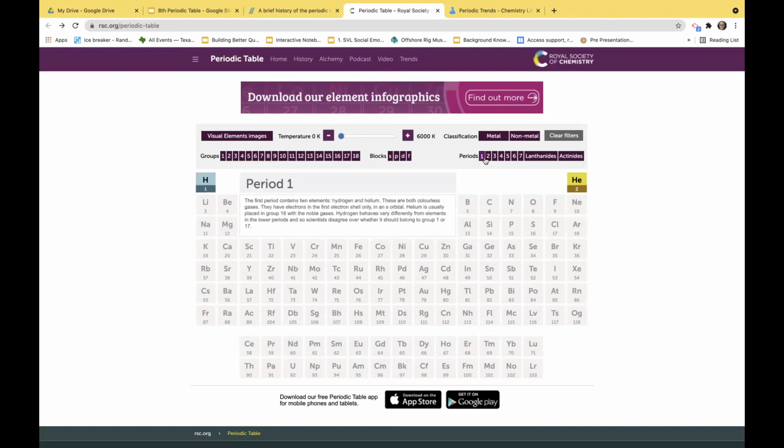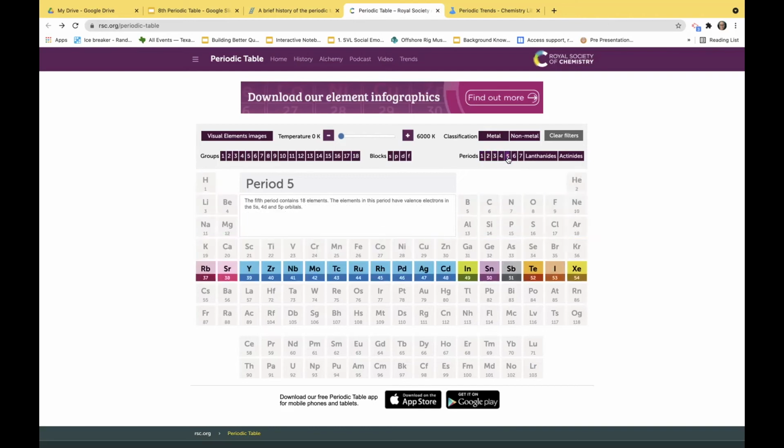The next part of our periodic table we have are the periods, and those are simply the rows. So take a look at some of these rows. We have row 2, 3, 4, 5, and so on. Rows are also called the periods because the physical and chemical properties of elements will change in predictable ways from one end of the period to the other. So that's where we can get some of our trends.